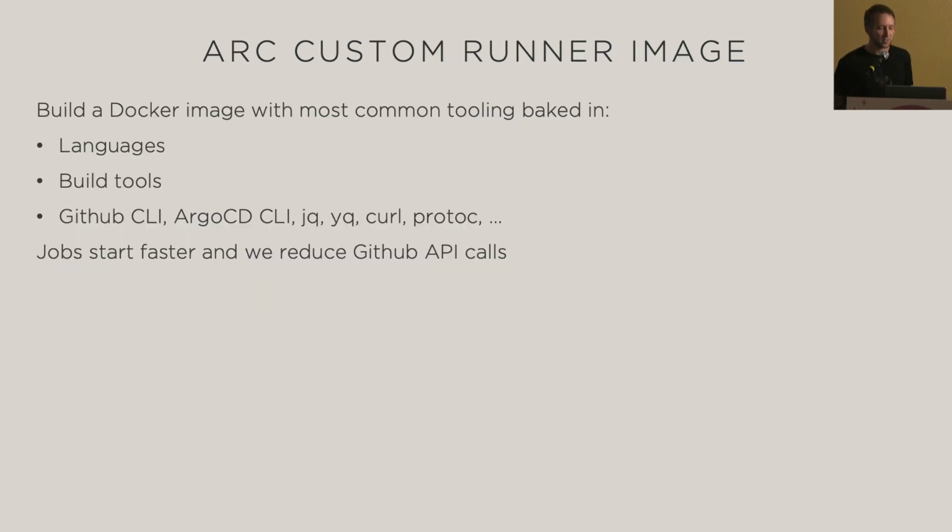Another thing we can do that's useful within ARC is to have a custom runner image. It's just a pod, and you can specify the image that you're running. So we built a Docker image that contains our most common tooling, things like languages, build tools, and various CLIs. The nice thing about this is that our jobs start up faster because we're not wasting time reinstalling the same tools over and over. And we also reduce the number of API calls we're making to GitHub.